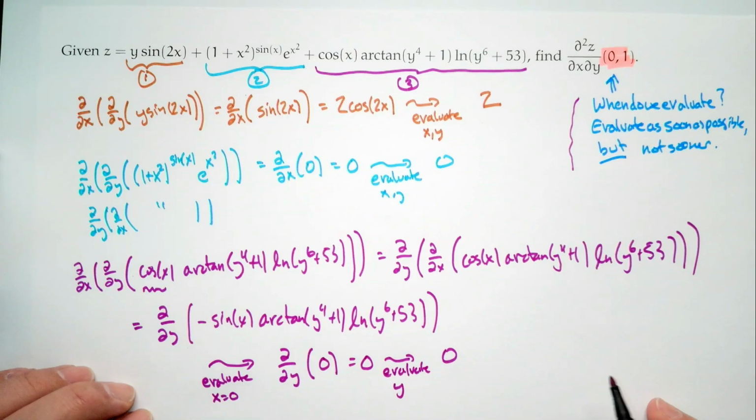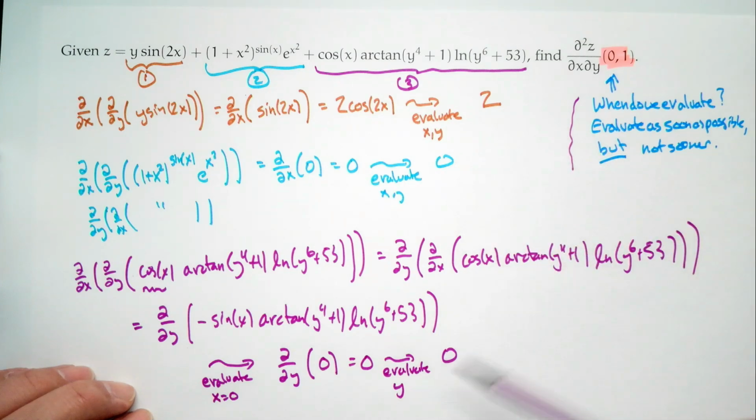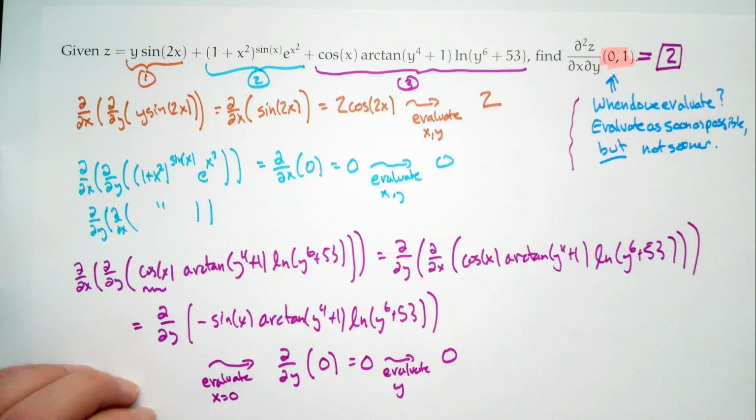So what's the answer? Well, it's the 3 pieces added together. So we get 2 plus 0 plus 0. So our final answer is 2. All right. Good.